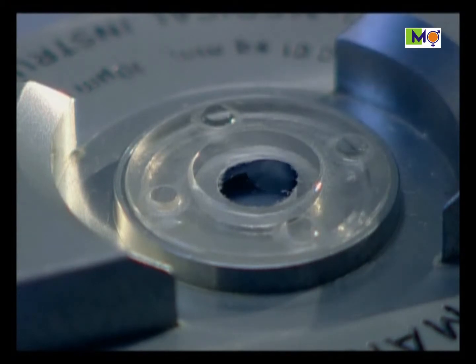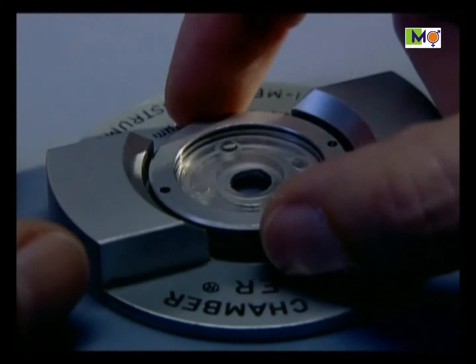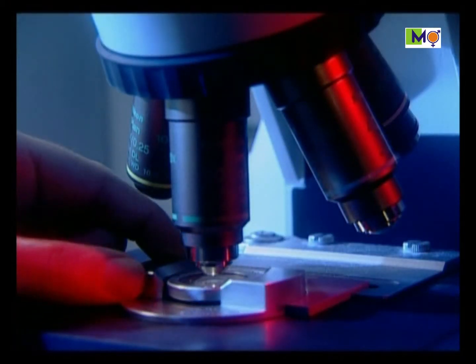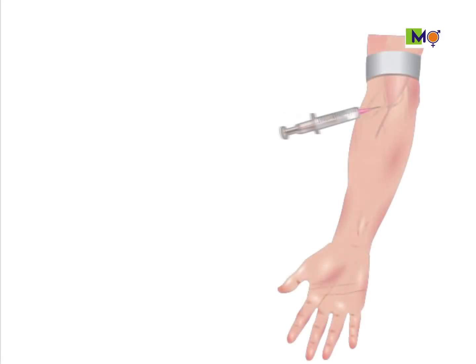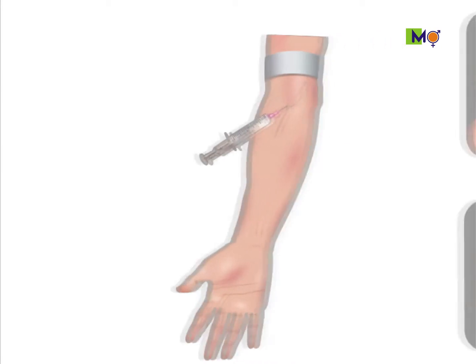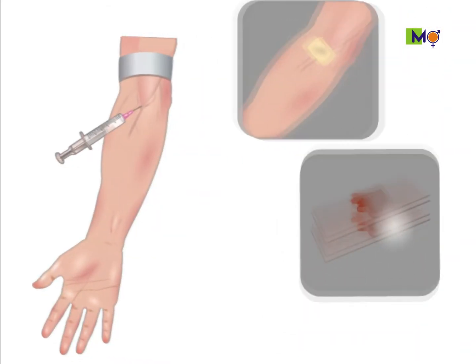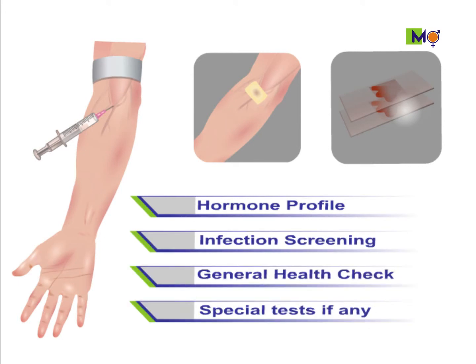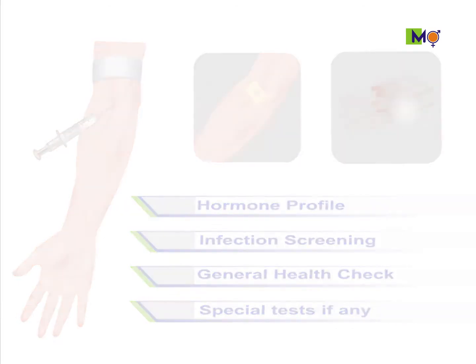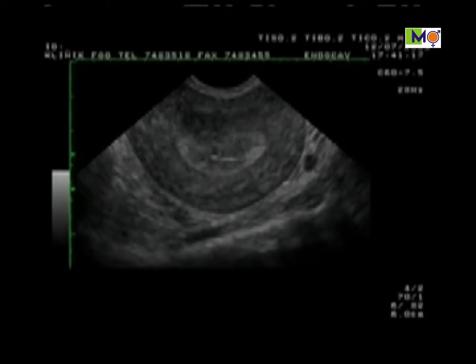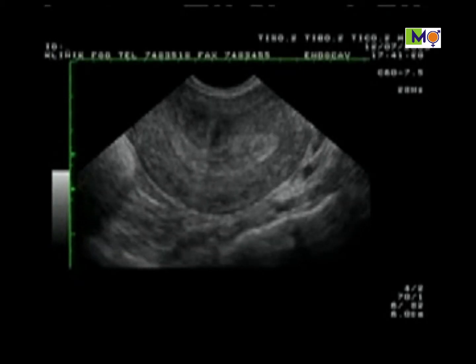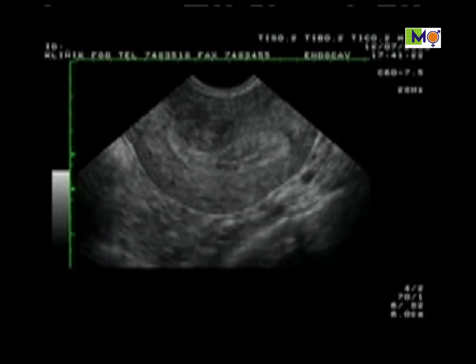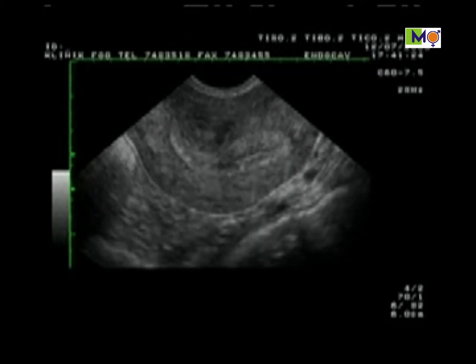Infertility treatment will involve semen analysis to ascertain the important parameters as previously elaborated. Laboratory tests which involve hormones, infection screen, and general health checks. You would also be asked to undergo an ultrasound of pelvis to evaluate the uterus and ovaries.